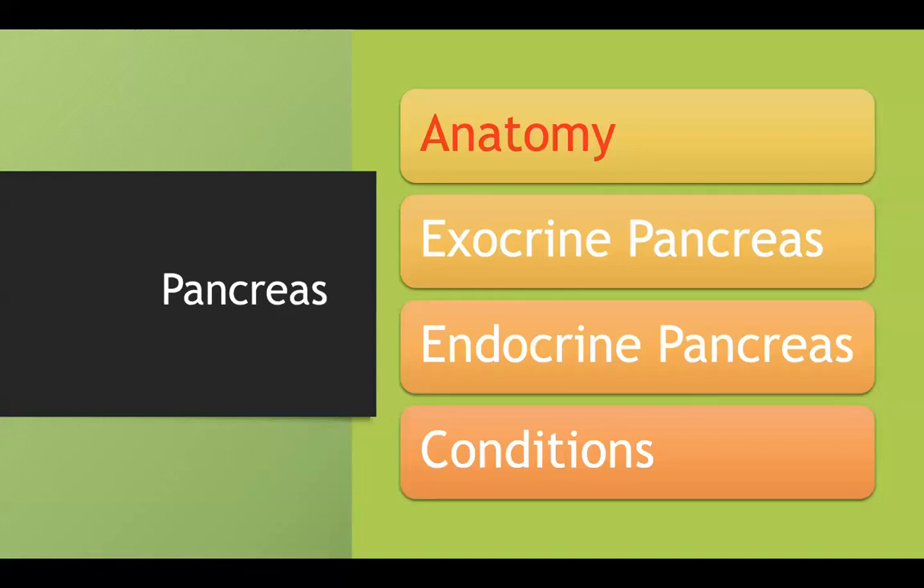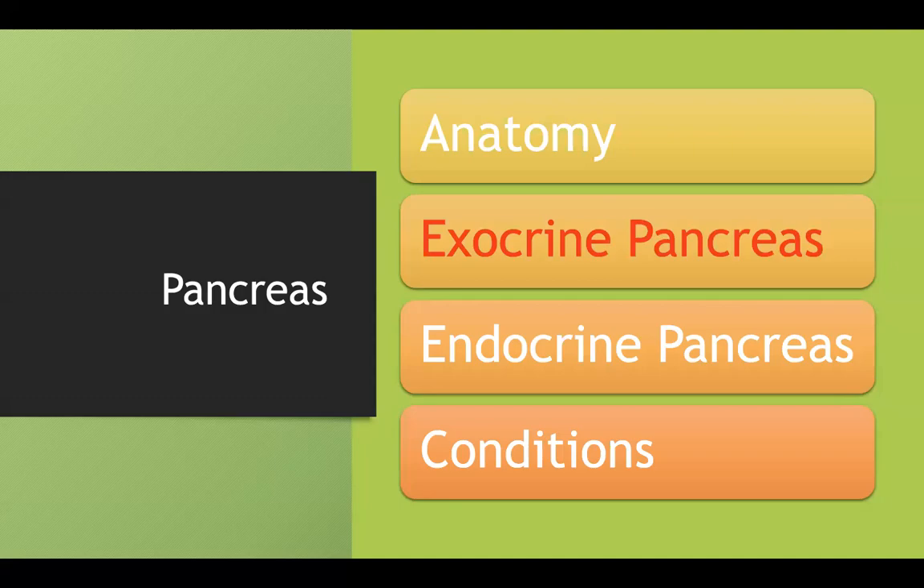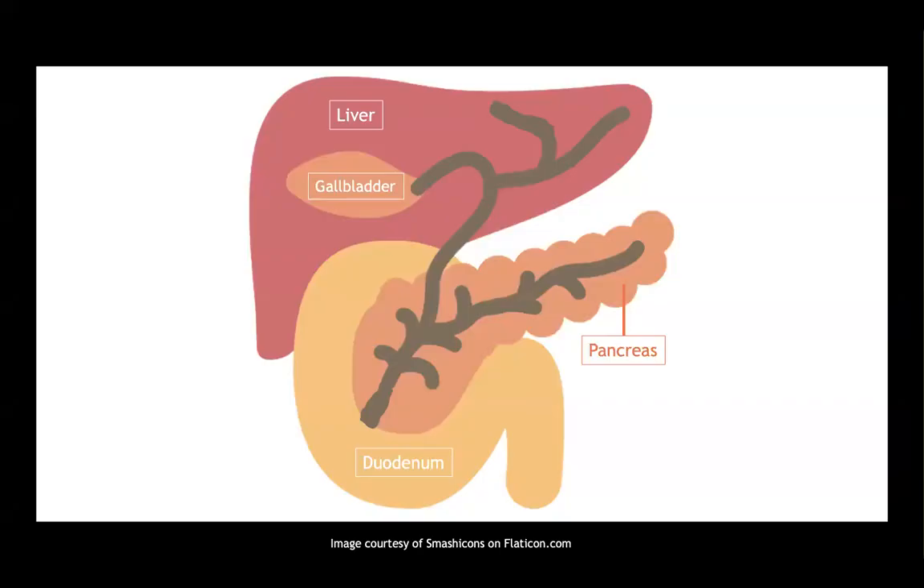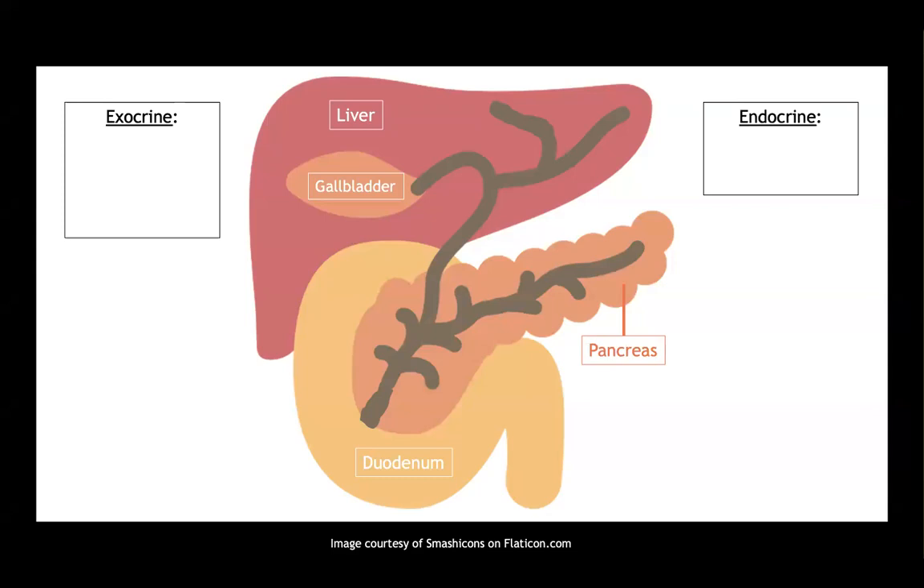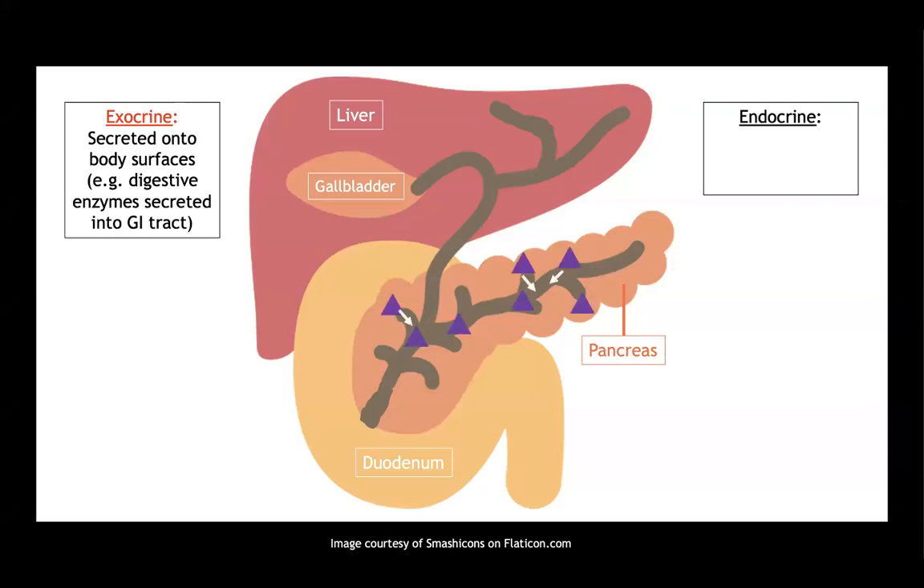What I've done for this lecture is I'm going to break it down into an exocrine and an endocrine pancreas, and then we'll go over the conditions since the pancreas plays two primary roles. So let's break down what the exocrine and the endocrine pancreas do. The exocrine pancreas is what we just talked about. This is where we have our pancreatic enzymes. They get secreted into the duct, and that goes into the duodenum, and then those enzymes can start working.